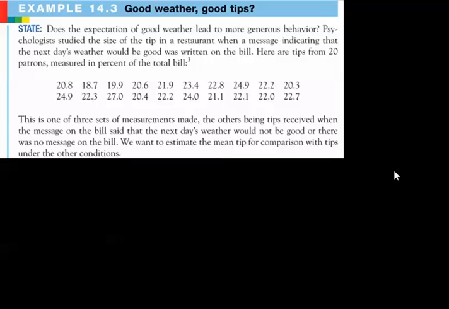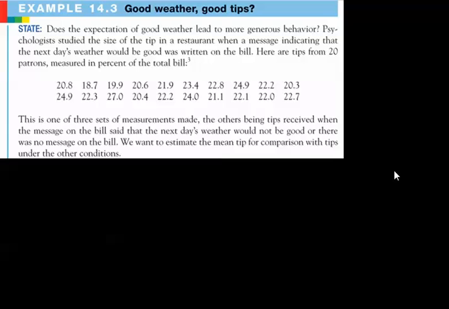Now we're moving forward, and what we're being asked to do here is take it to the next step and be able to infer what would happen if we put this message on the bill for all patrons. So we want to use the data from these 20 patrons to estimate what would happen for all patrons. What would be the mean tip that all patrons would give?